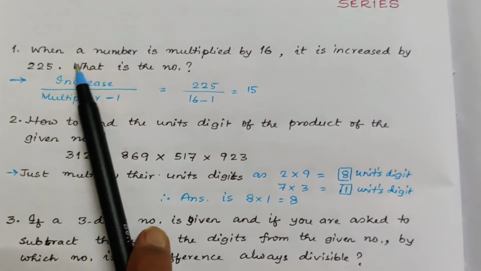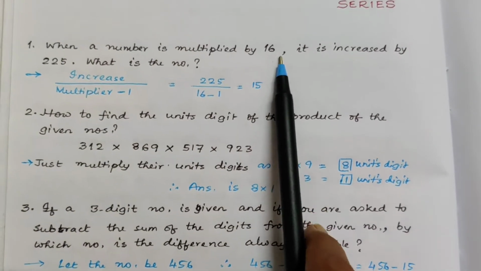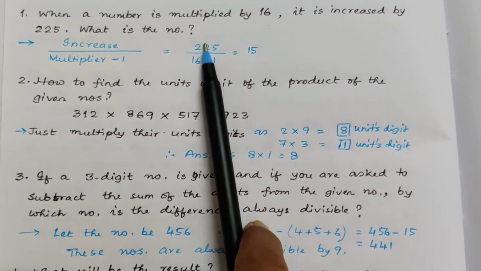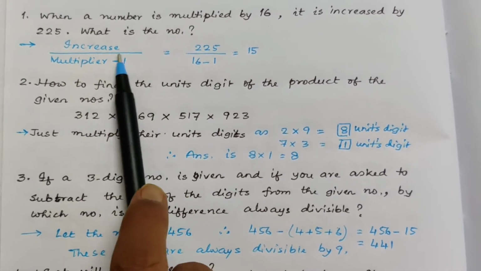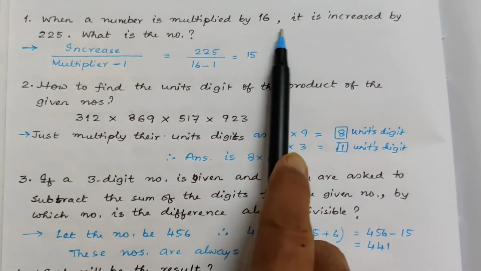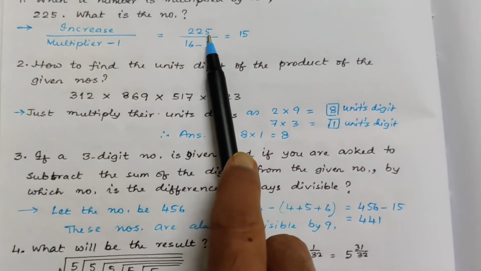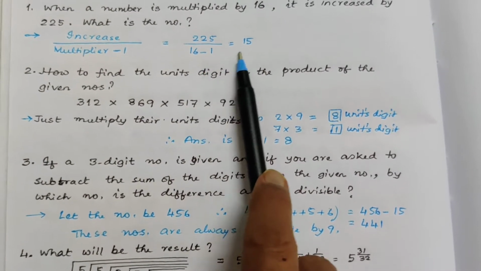Now see, when a number is multiplied by 16, it is increased by 225. What is the number? Just do it in this way. Increase divided by multiplier minus 1. That means 225 by 16 minus 1, that is 15.